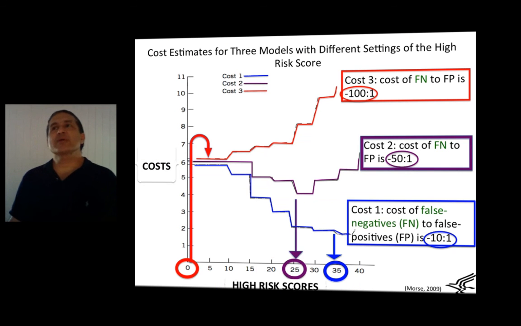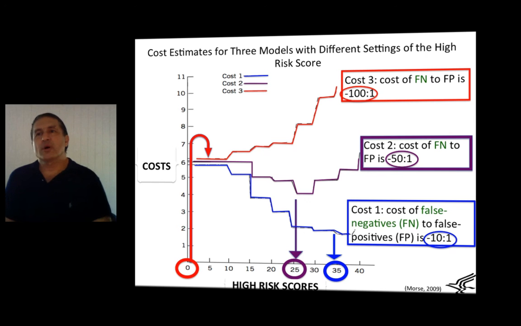This diagram shows how the threshold for high risk scores affects program costs. Starting with the blue rectangle, when the cost of a false negative is -10, the lowest program cost is at a score of 35. With higher costs for false negatives, like -50 or -100, the lowest program costs are at scores of 25, and 0, respectively. For a 0 score, all residents are managed at high risk.